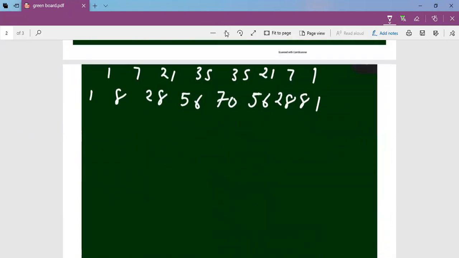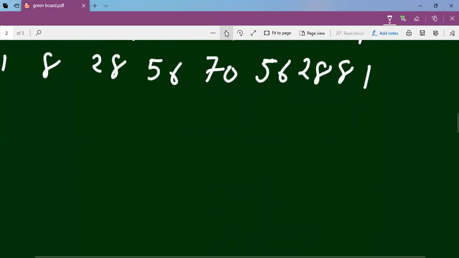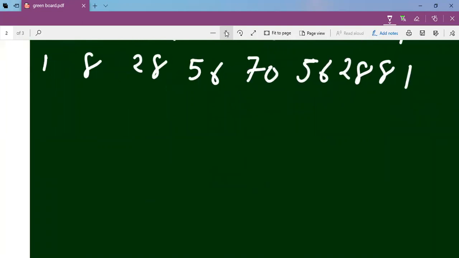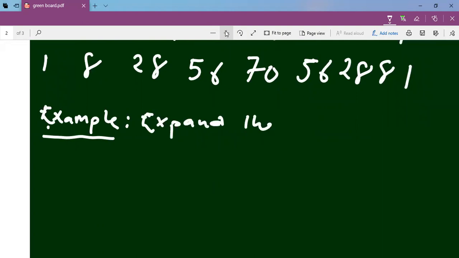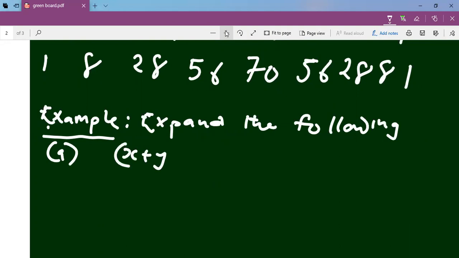Okay, so we can look at an example now. All right. Let's look at an example. Let me say expand the following. All right. Okay. We say x plus y to the power 8. Then b, we have 2x minus 4.